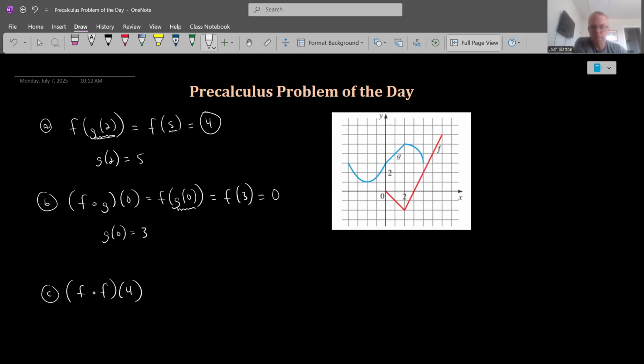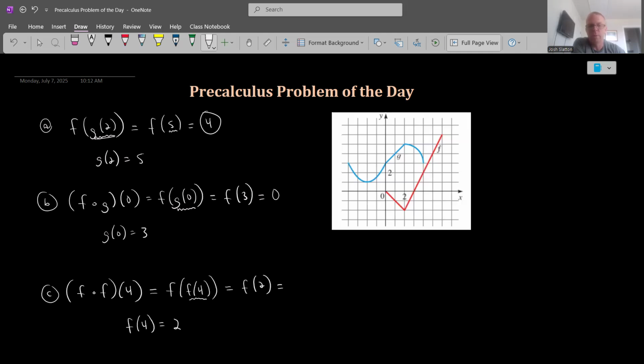All right, now this one, f of f of 4. So now we really don't need the g function at all. So first we need f of 4. F of 4, 1, 2, 3, 4. So f of 4 is going to be 2. So now we need to replace that and turn it into f of 2.